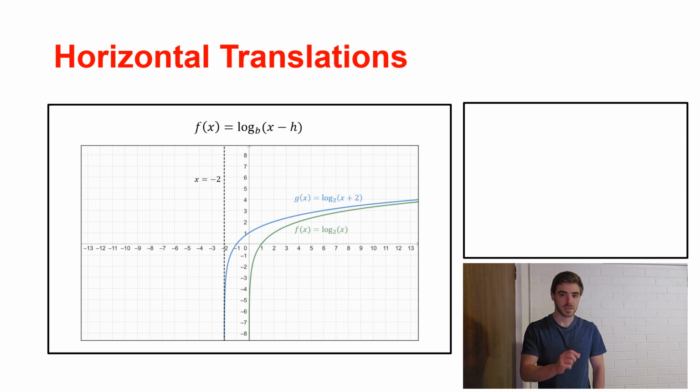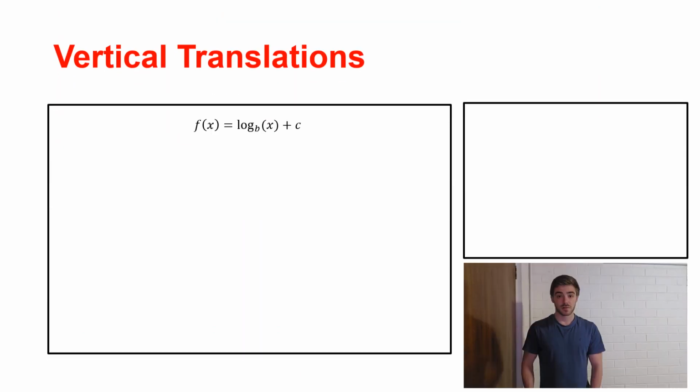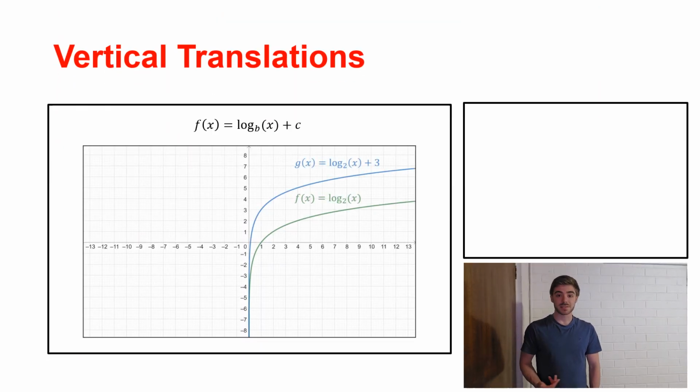It's also worth noting that for the logarithm, the horizontal translation is purely responsible for the location of your vertical asymptote. Vertical translations are determined by the c term.